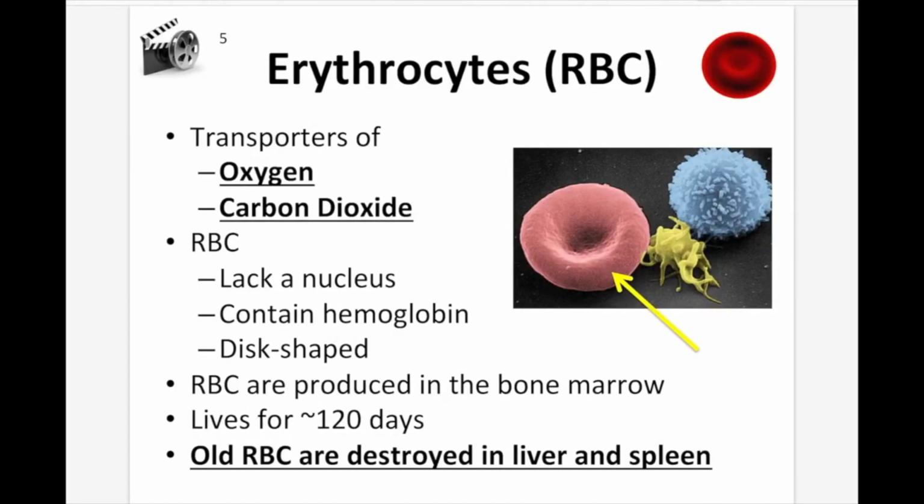So first up, erythrocytes, otherwise known as our red blood cells. They're going to be our main transporters of oxygen and carbon dioxide. They lack a nucleus, contain hemoglobin, and are disc-shaped. Now, like most blood cells, they're produced in the bone marrow, but they only live for about 120 days. At that point, our old red blood cells become less able to squeeze into tighter areas, and once they can't squeeze into those tighter areas, they're destroyed by the liver and spleen. It's a pretty efficient system. Pretty much as soon as they become incapable of doing their job, they're destroyed and replaced with new ones.